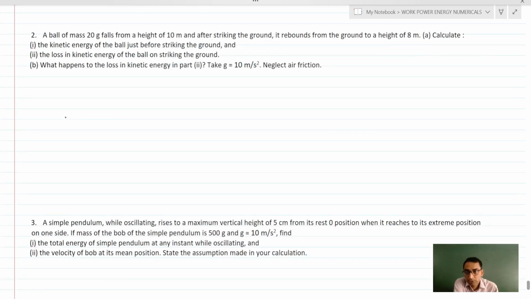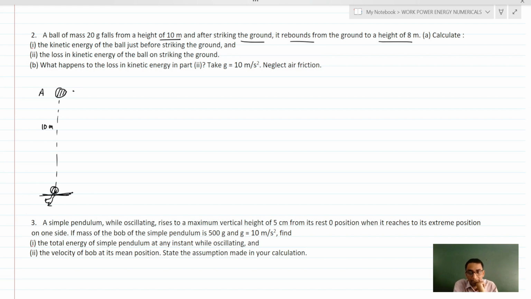A ball of mass 20 grams is falling from a height of 10 meters, then strikes the ground, rebounds, then goes like this. So we will consider a ball from location A. Now it is at some height above the ground, like this. Okay, that is 10 meters. But now when it hits the ground, due to the friction and the collision between the ball and the ground, some amount of energy will be lost in the form of heat and sound.